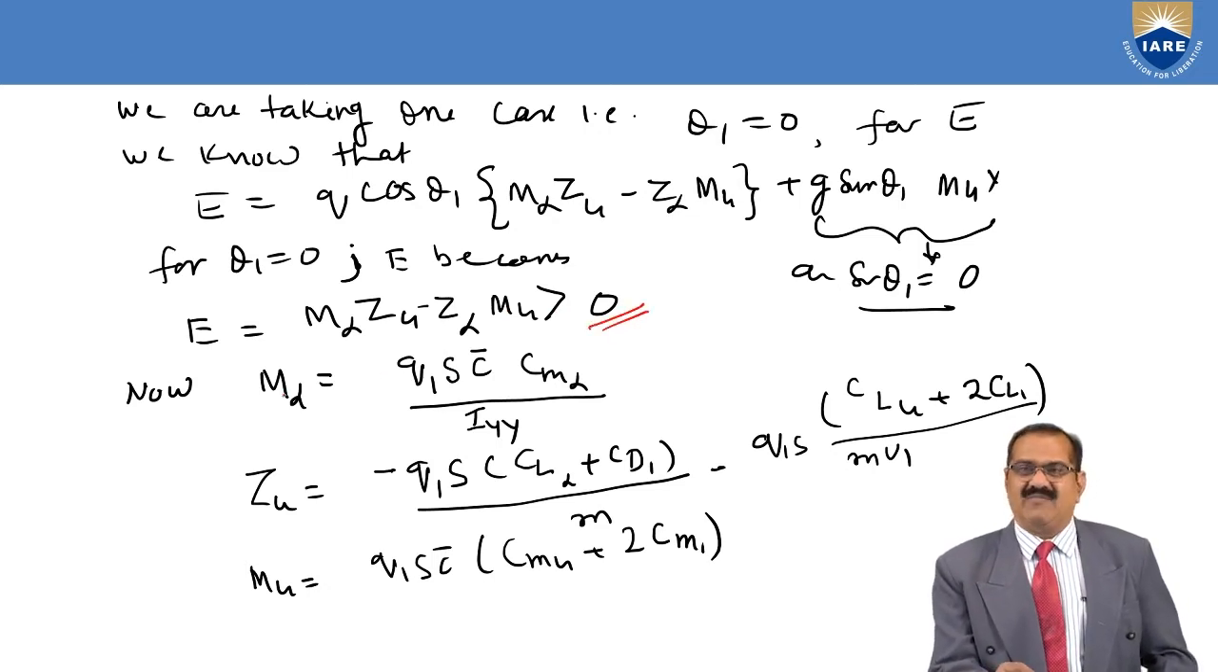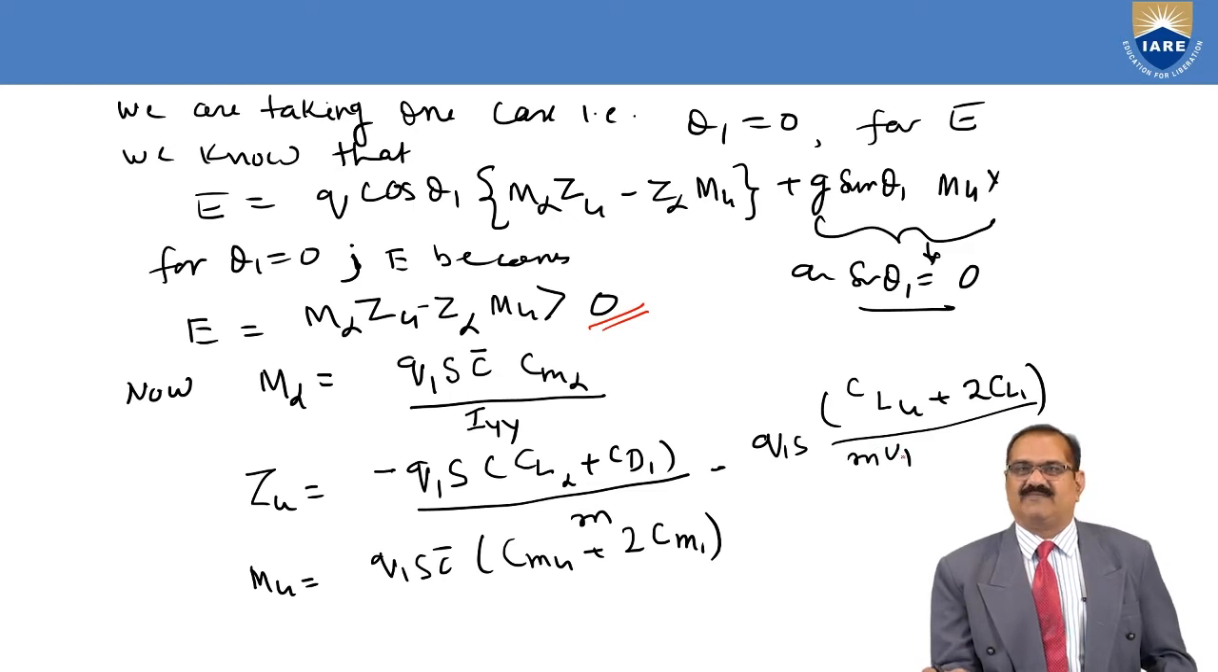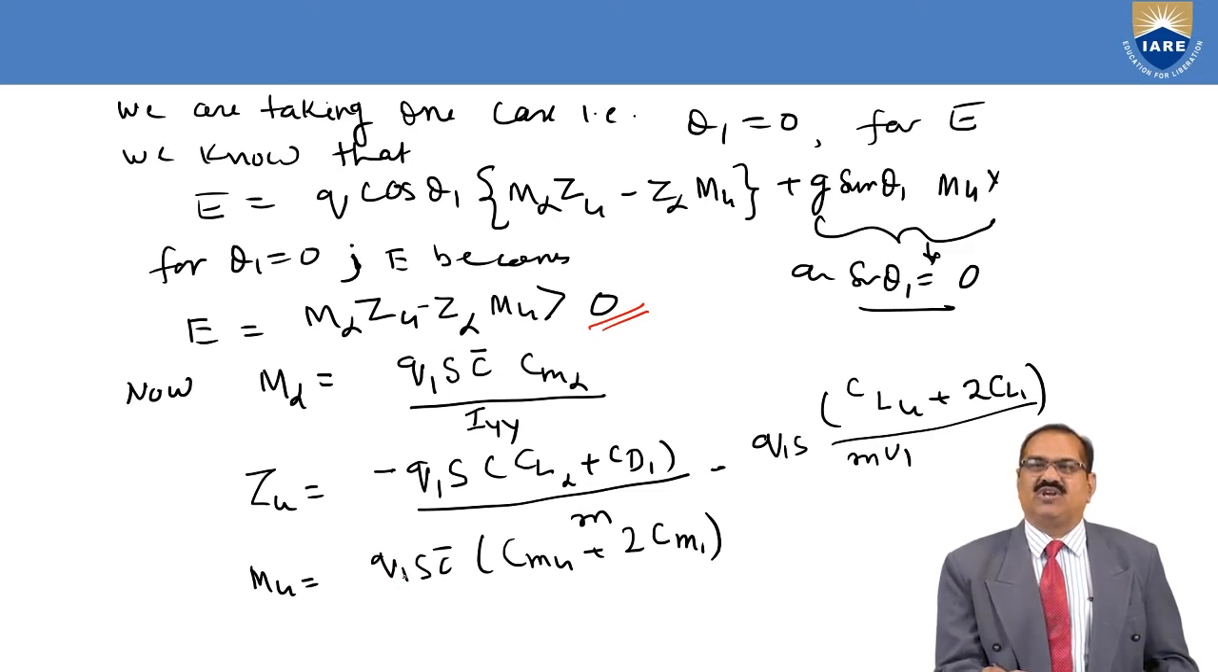We know that M alpha is equal to Q1 S c bar C M alpha divided by I yy, and Z u is equal to minus Q1 S (C L alpha plus C D1) divided by m, minus Q1 S (C L u plus C L1) divided by m U1, and M u is equal to Q1 S c bar (C M u plus 2 C M1).